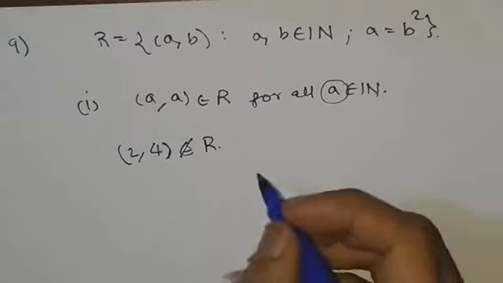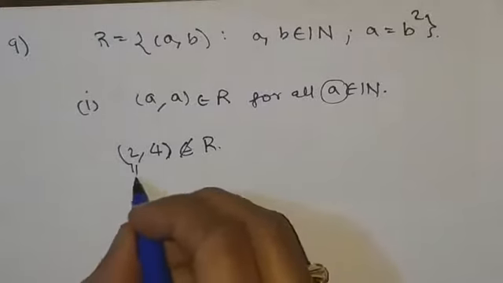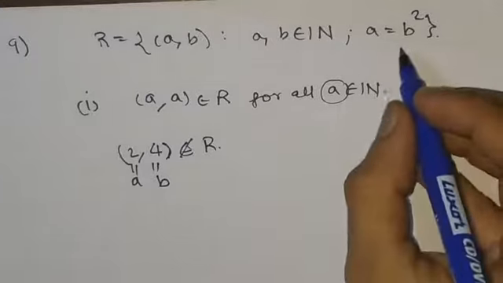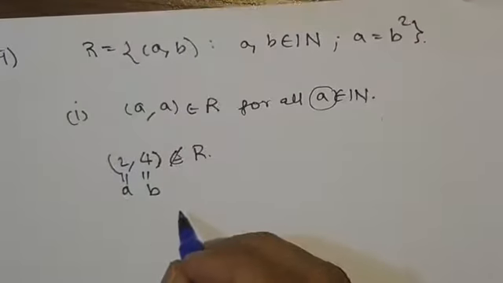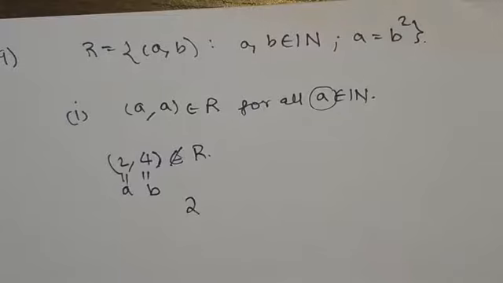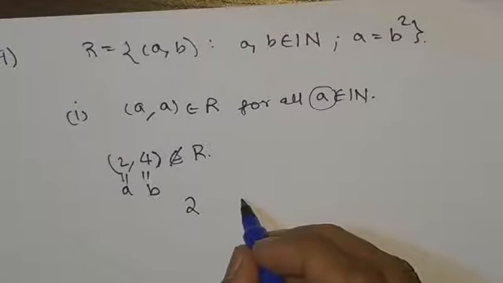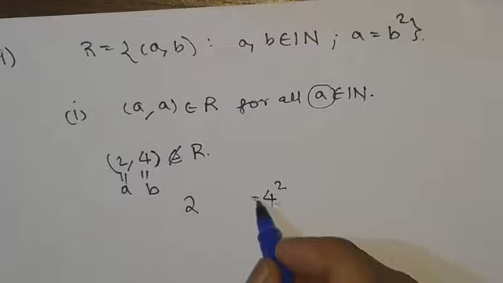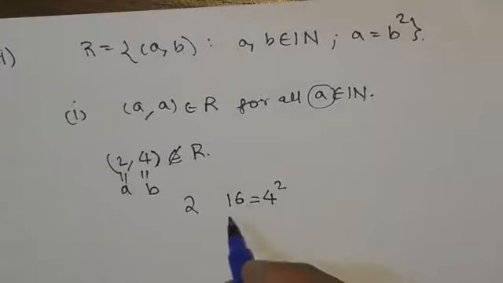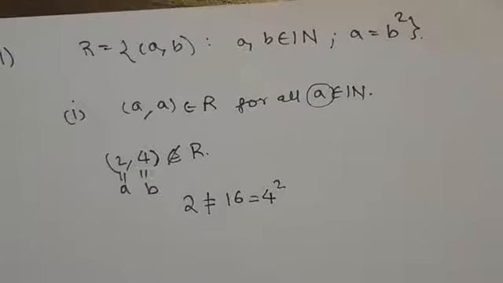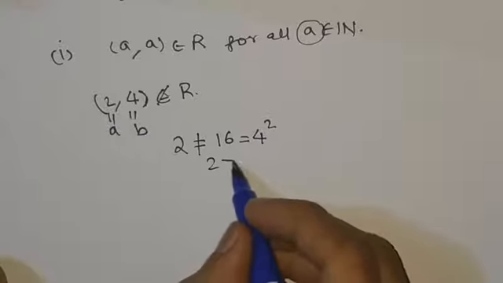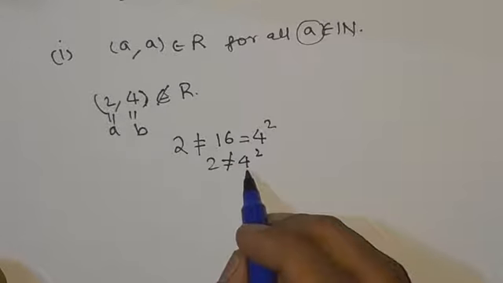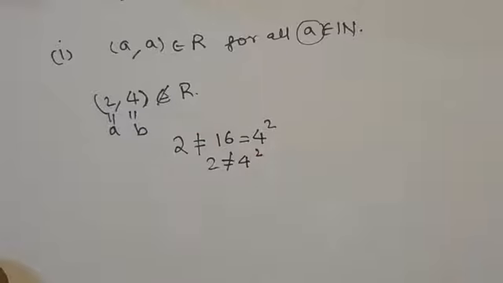That this doesn't belong to the set R. Why? See, this is A and this is B now. So what we should get is A is equal to B square. So that means 2 should be equal to 4 square, right? But you see that 4 square is what? 16. So 2 is not equal to 16. So what you get is 2 is not equal to 4 square. That means 2 comma 4 doesn't belong to R.